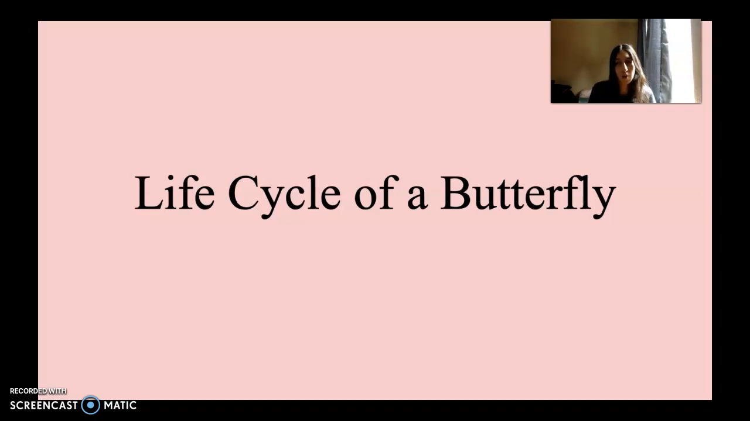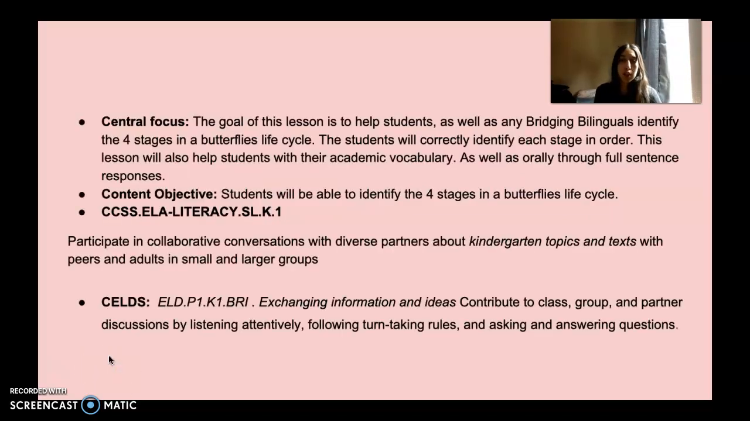Welcome to my recorded EL lesson on the life cycle of a butterfly. So the central focus of this lesson is to help students as well as any bridging bilinguals identify the 4 stages in a butterfly's life cycle. The students will correctly identify each stage in order. This lesson will also help students with their academic vocabulary as well as orally through full sentence responses. Students will be able to identify the 4 stages in a butterfly's life cycle.